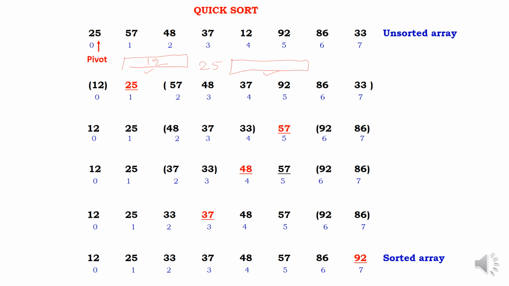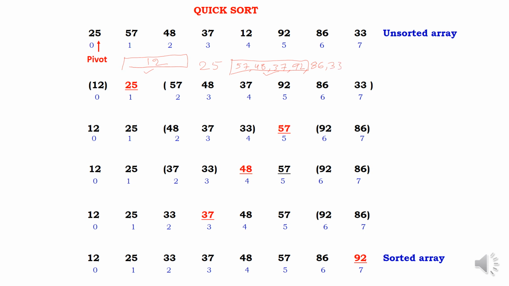Then is 92 less than 25? No. Is 86 less than 25? No. Is 33 less than 25? No. So the remaining elements, that is 57, is placed in the right partition because it is greater than 25. Then 48 is greater than 25. Then 37 is greater than 25. Then 92 is greater than 25. Then 86 is greater than 25. Then 33 is greater than 25.